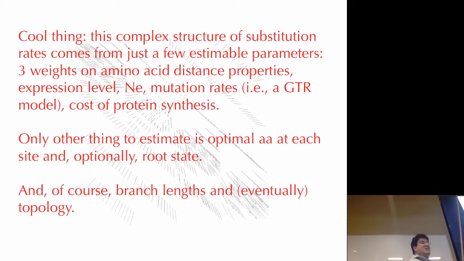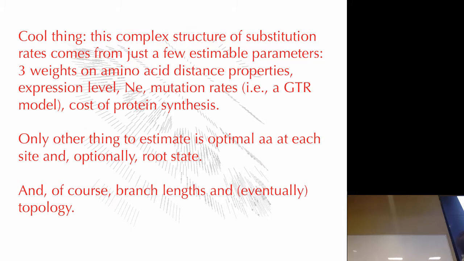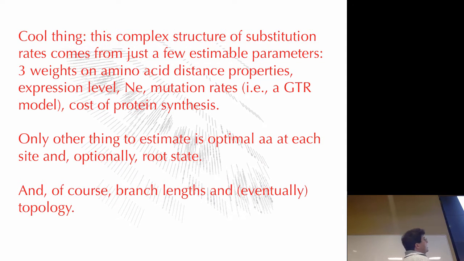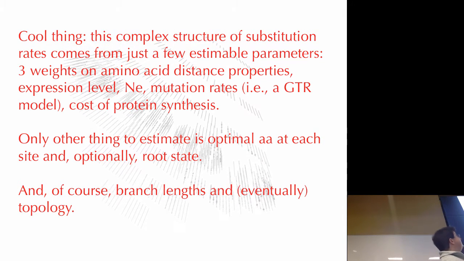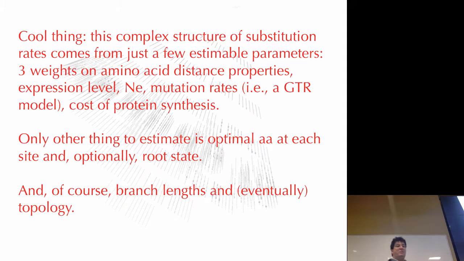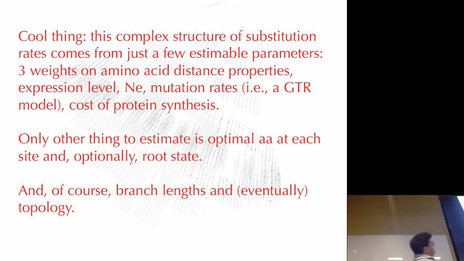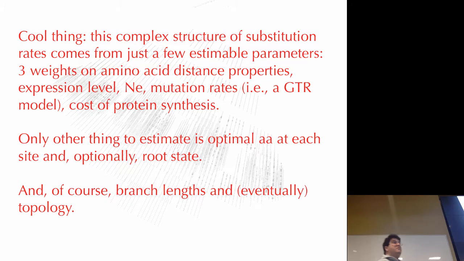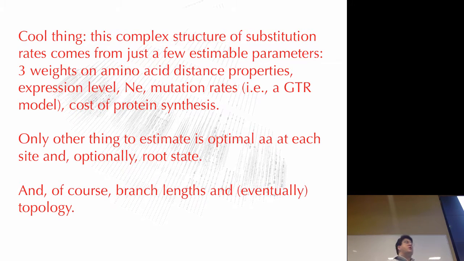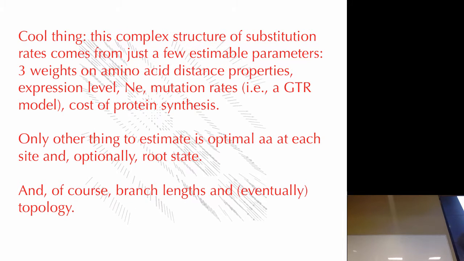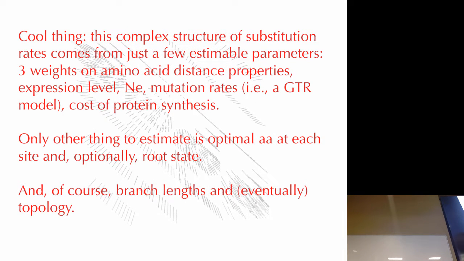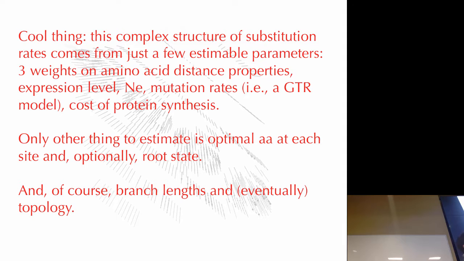So now I have this really, really complex model, but the very cool thing is that this complex structure just comes from a few parameters I can estimate: 3 weights on amino acid distance properties, expression level for the gene, population size, mutation rates, like a GTR model or HKY or whatever, and the cost of protein synthesis. And just from those, I get all these different matrices.